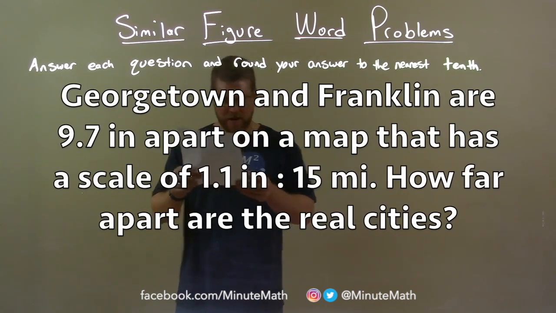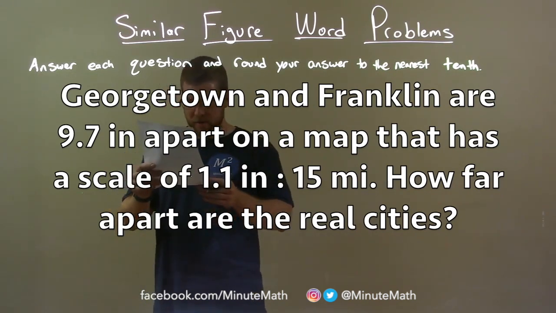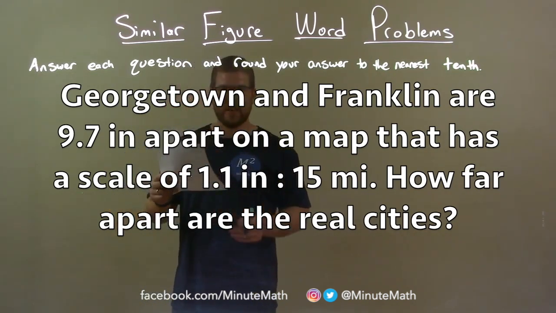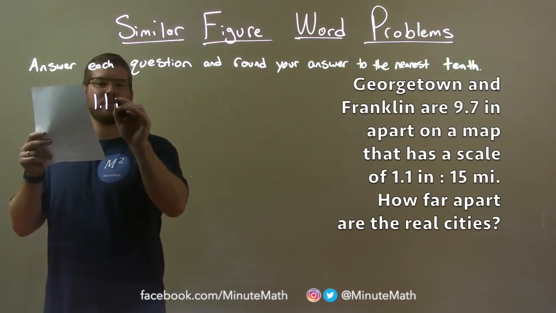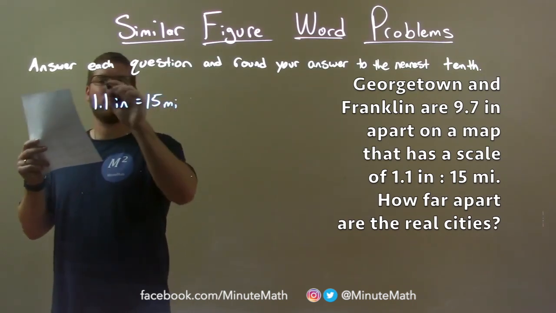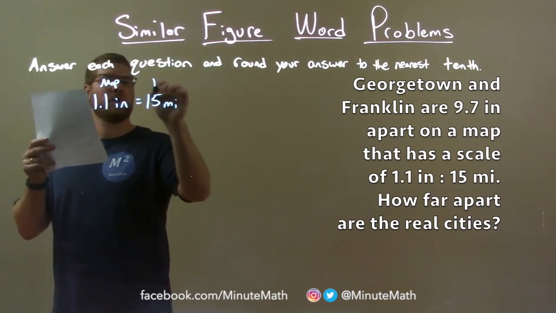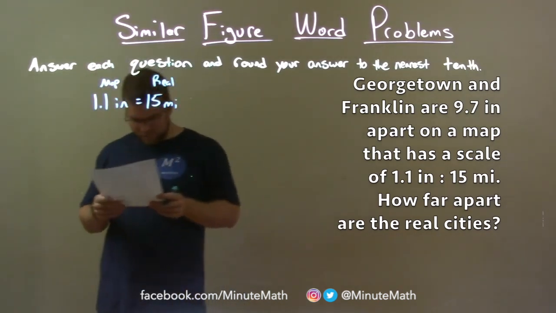Georgetown and Franklin are 9.7 inches apart on a map that has a scale of 1.1 inches to 15 miles. How far apart are the real cities? So we're given a scale. Let's start with that. 1.1 inches is equal to 15 miles. So it's 1.1 inches on our map. In real life, we got 15 miles, excuse me.